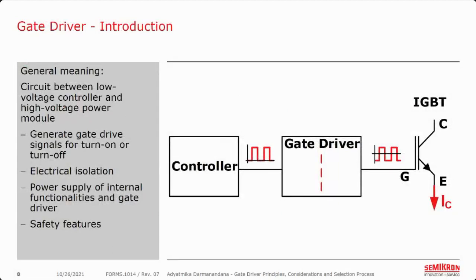In power electronics, the term gate driver is generally used to describe circuitry between a low voltage controller and a high voltage power module. The basic function of a gate driver is to convert and translate the signal coming from the controller to the level that is needed to turn on or turn off the power module, as shown here in the picture. With its name, the signal should be connected to the gate, so the power module will be turned on, which means a current can flow from the collector to the emitter, here marked with the IC, the collector current.